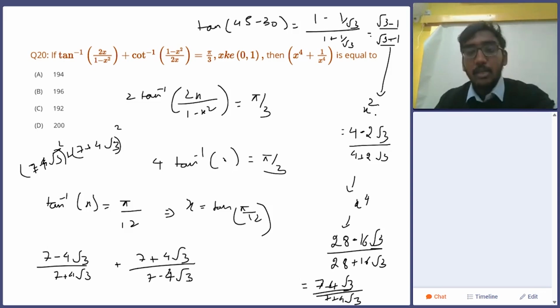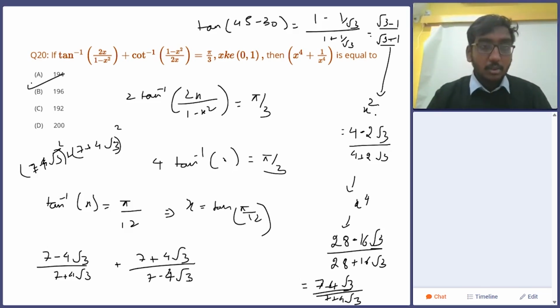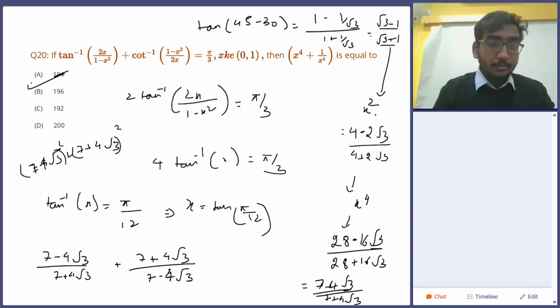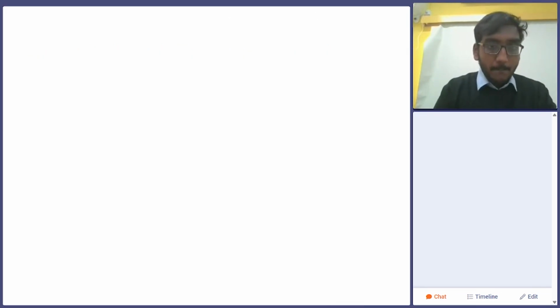Okay. So in this expansion, 7 minus 4 root 3 whole square and 7 plus 4 root 3 whole square, when you add, the 2ab terms will get cancelled, and the resultant will be 49 plus 48, that is 97, into 2, that is 194, that is option A. Okay, 194 is the answer.